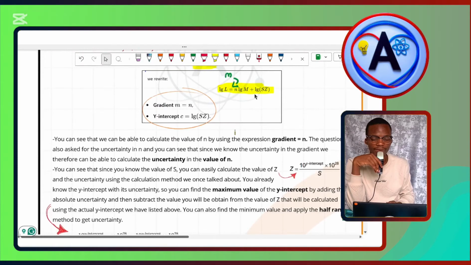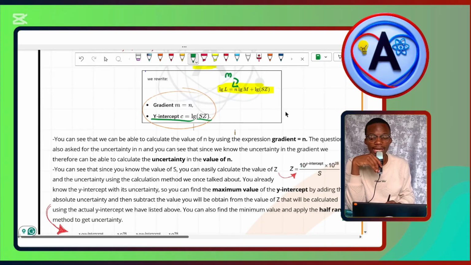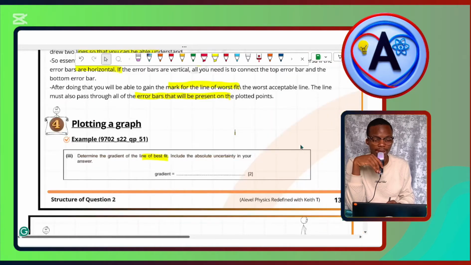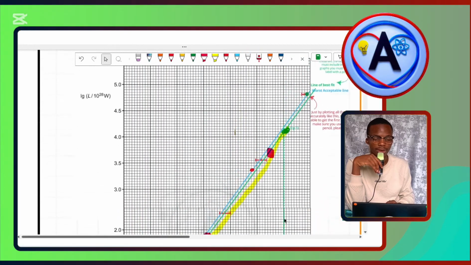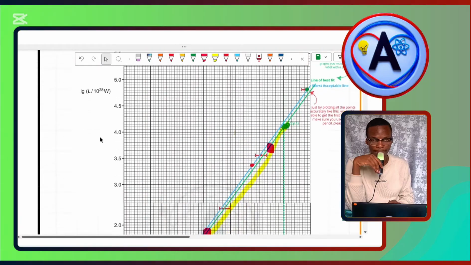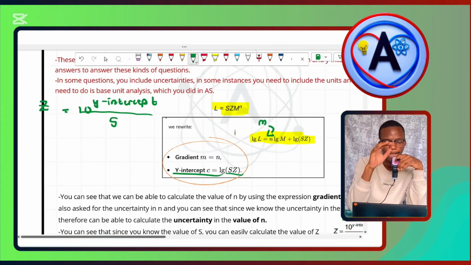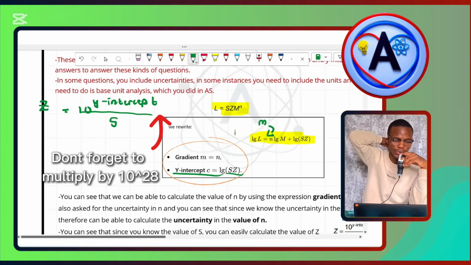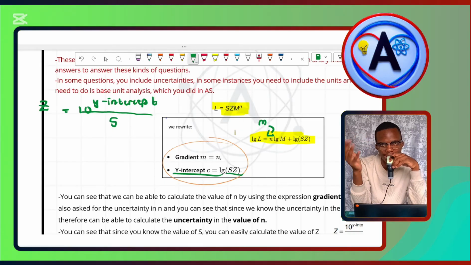So if I want to find the value of z, I just need to say the y-intercept again is log SZ, make z the subject of formula, introduce 10 on both sides. So 10 to the power of the y-intercept divided by S, and my y-intercept has 10 to the power of 28, because if I go here, I have 10 to the power of 28 over there as the value of log L. The question had already told me what the value of S is, and that S was a constant, right? So now you can see that now I can find the value of z. This is the y-intercept. Then I'm basically done, right?